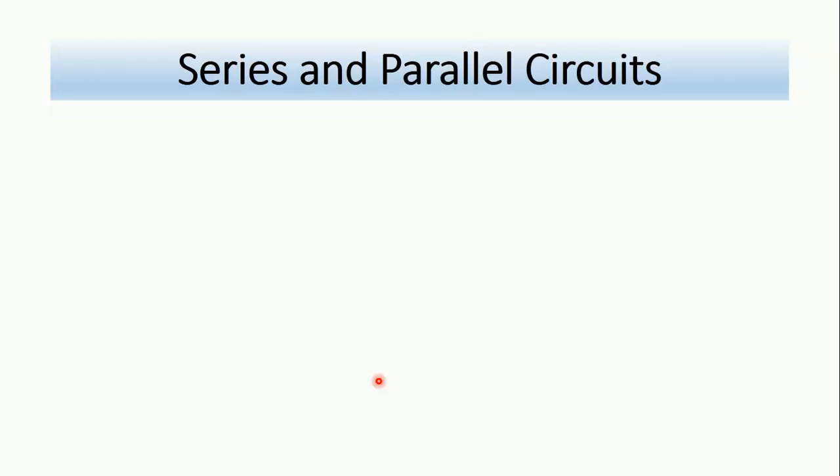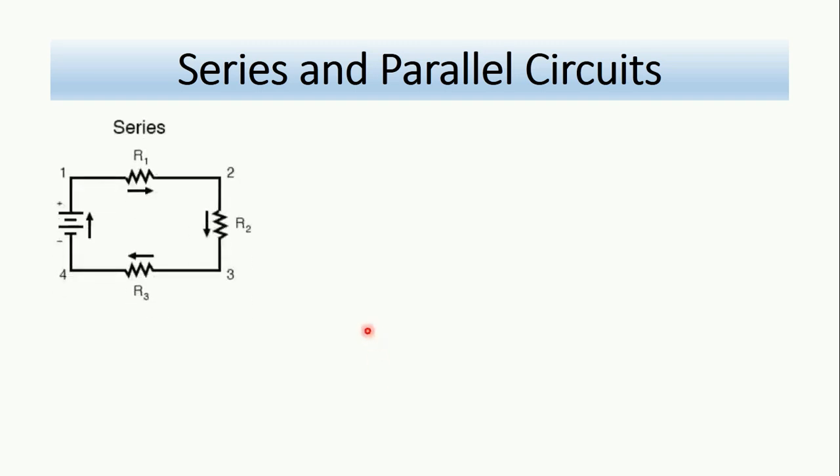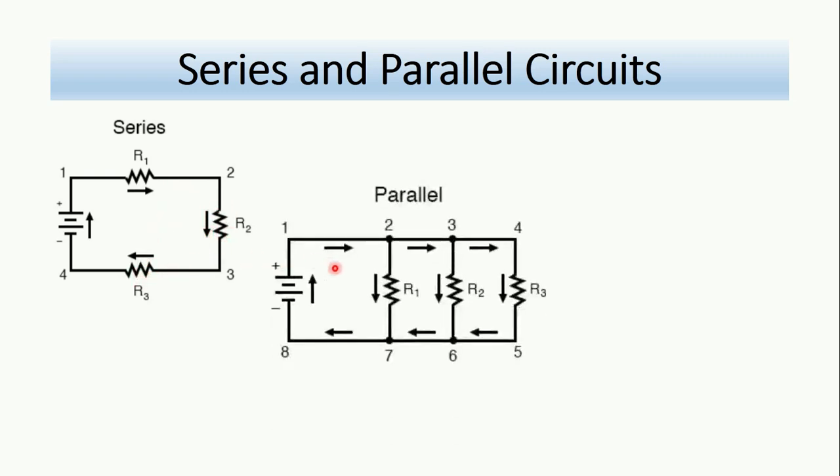Hello and welcome to a new tutorial in basic electric circuits analysis, and today we talk about series and parallel circuits. So we start with series circuits, and if we look here at this DC circuit, we see these elements R1, R2, R3, three resistors connected in series. And if we look here at the other circuit, we see the three resistors connected in parallel.